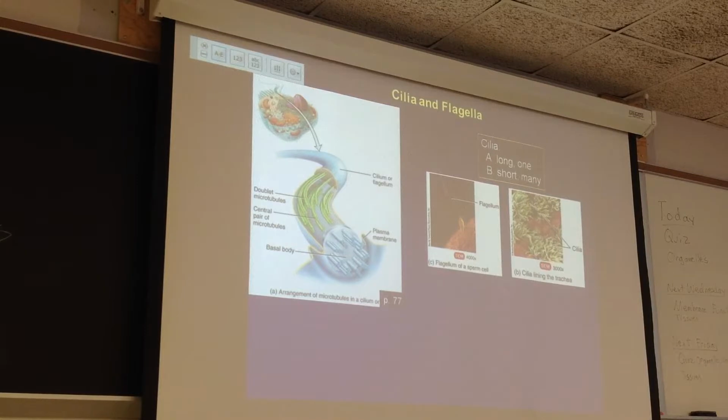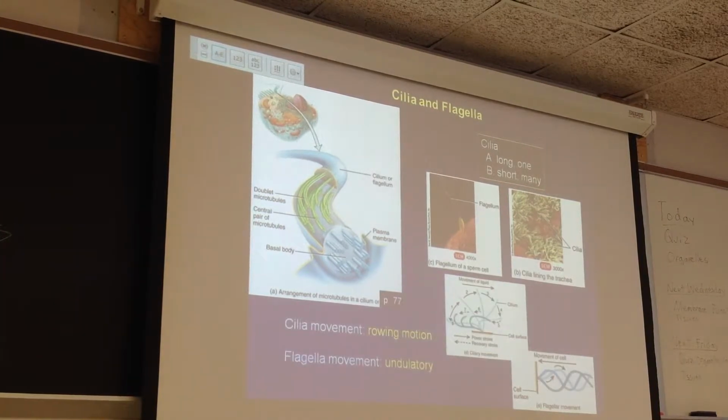Flagellum is pretty rare. We only see that in one human cell, and that human cell is the sperm cell. They have a little bit different mode of movement. Flagella here at the bottom move in an undulatory fashion, and that is, they propel the entire cell. They allow the sperm cell to swim.